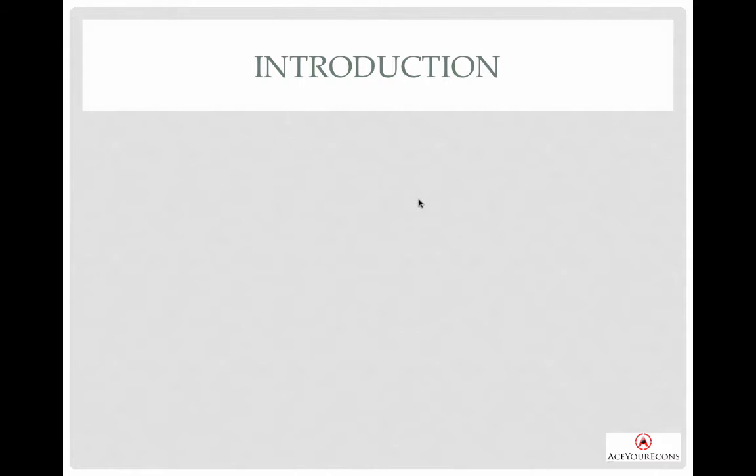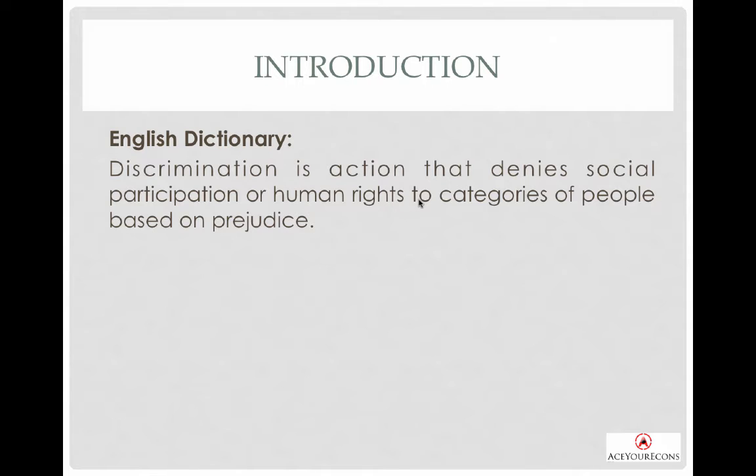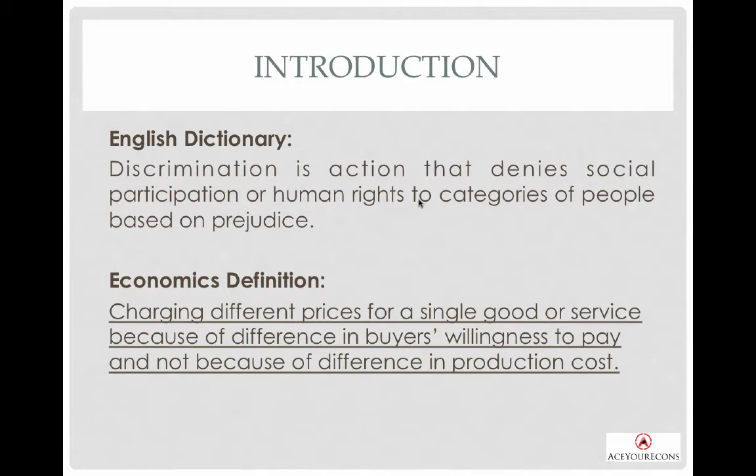Alright, welcome back. So let's quickly look at the definition for price discrimination. You can actually draw some inference from the English dictionary. From the English dictionary, it mentions that this is an action that denies social participation or human rights to categorize people based on prejudice. Commonly there are kinds of discrimination like sexual discrimination and racial discrimination. But now when we want to relate it to economics, the concept is pretty much the same.